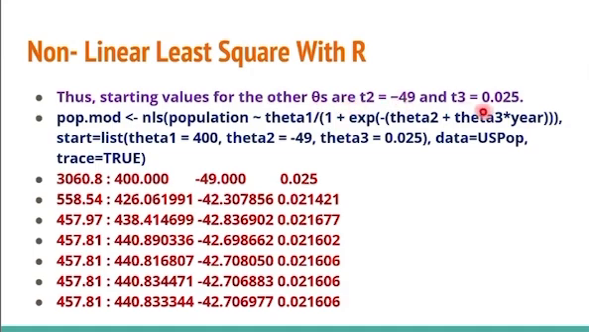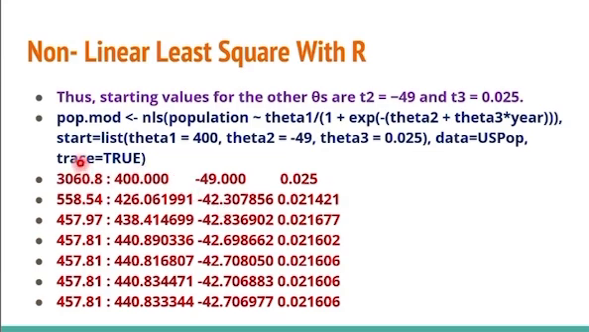Now, in NLS, the nonlinear least squares function, I will state the model. Then I will state a list of initial values: the 400, the theta 2, the theta 3 that I estimated initially. Then I'm going to run that. Okay, this is what I'm actually going to have.